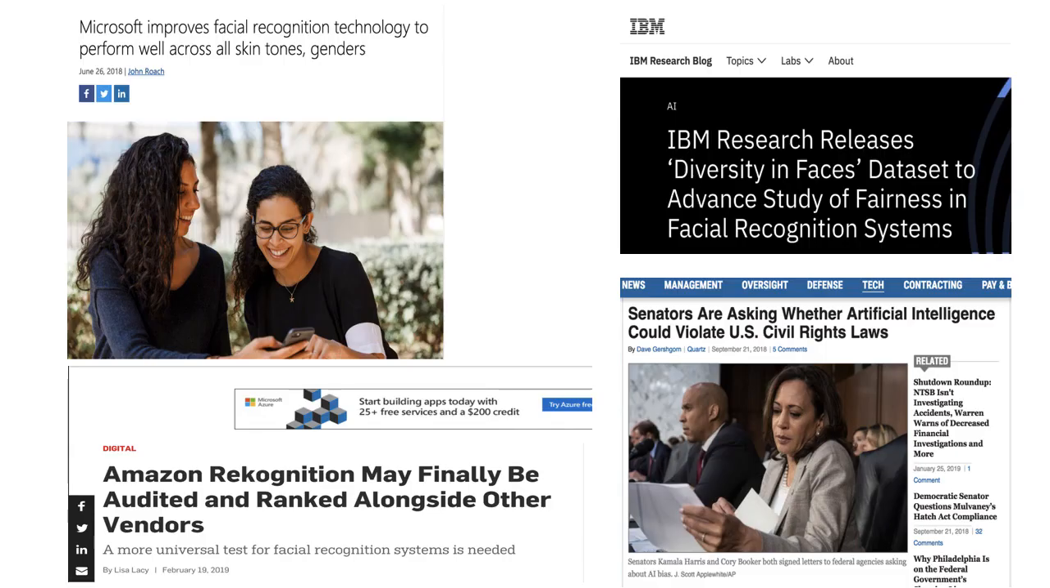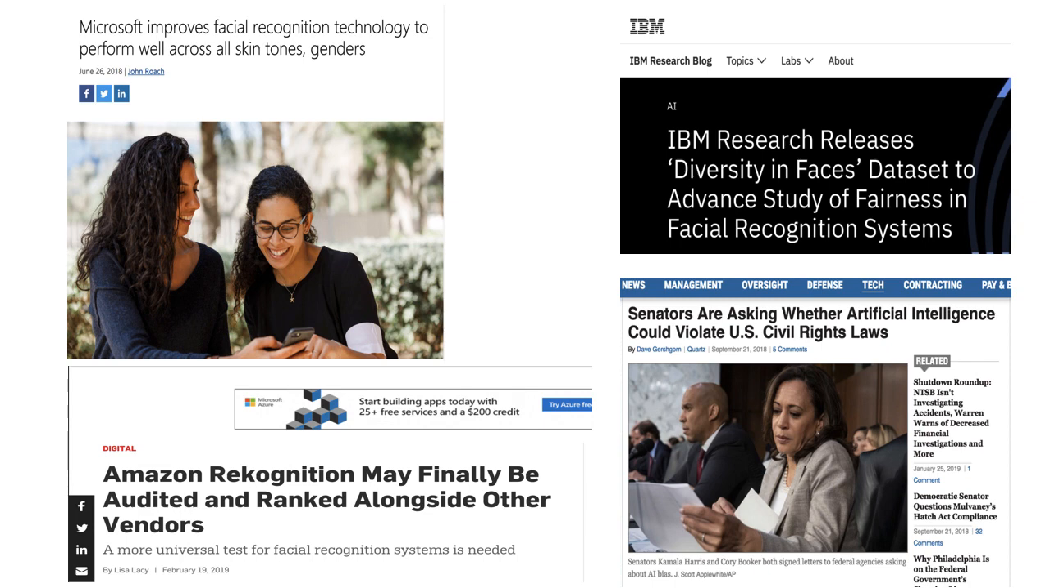And so many companies responded to this work by releasing new data sets, like IBM, for example, and Microsoft also changed their APIs so that it doesn't have this kind of disparity anymore. Amazon may be audited, and there were a few changes in laws as well.